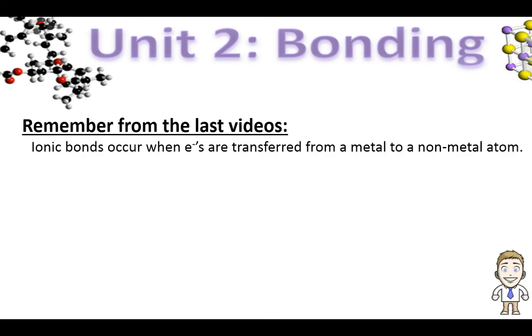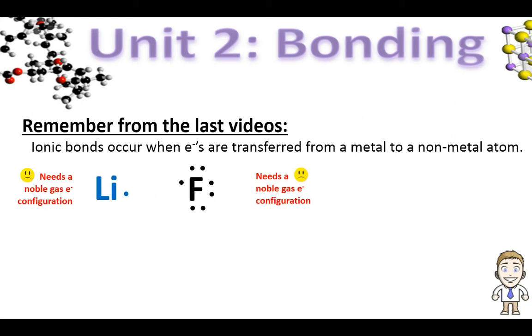In video 2 of the series, we introduced ionic bonds. We said that they occur when electrons are transferred from a metal to a nonmetal atom. You probably remember lithium and fluorine, both unhappy atoms because they need noble gas configurations. They don't have them. They're chemically unstable. To fix this, lithium transfers. It actually moves its valence electron to the fluorine. Now, lithium has a noble gas configuration, so does the fluorine. Even more importantly, they're now oppositely charged, so they will be attracted to one another.